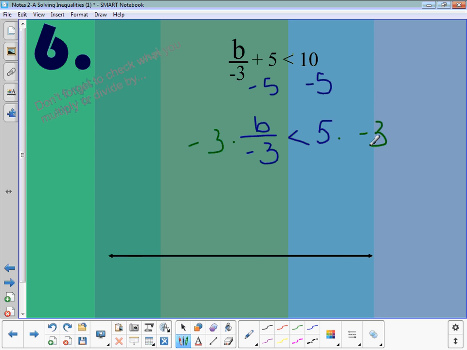Again, alarm bells going off in my head. I'm multiplying by a negative number. So I'm going to flip my sign. Okay, so then I'm going to get 5 times a negative 3, and that's going to give me a negative 15 with that sign flipped. So I'm going to make my negative 15 right here, open circle because it's greater than, and again my arrow is going to go this way because it's greater than.